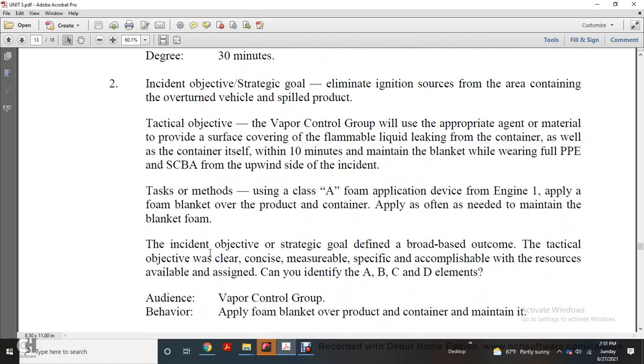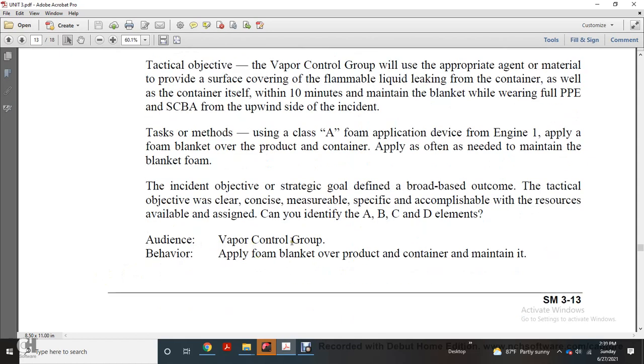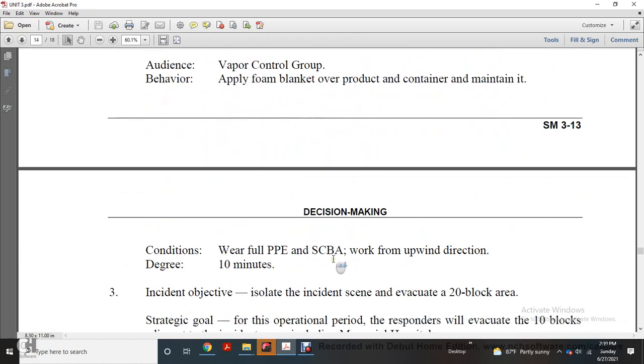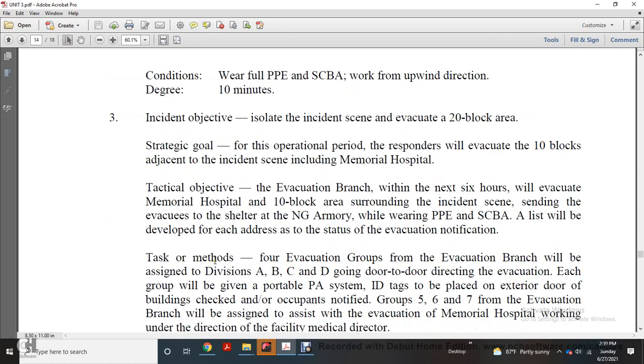For the task method, use a Class A foam application device from Engine One, applying a blanket over the product and the container, and reapplying as often as needed to maintain the foam blanket. The incident objective with the strategic goal defines the broad-based outcome, and the tactical objective is clear, concise, measurable, specific, and accomplishable, so it can identify the A, B, C, and D elements. Audience: the vapor control group. Behavior: apply foam blanket to the product and container and maintain it. Condition: full personal protective equipment and self-contained breathing apparatus, working from the upwind direction. Degree: 10 minutes.